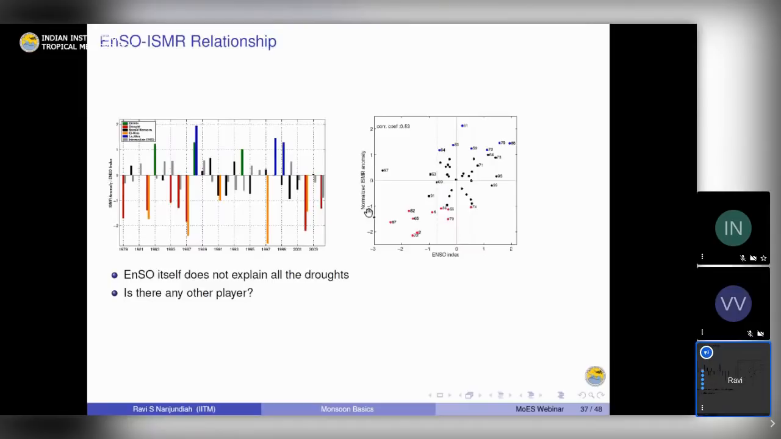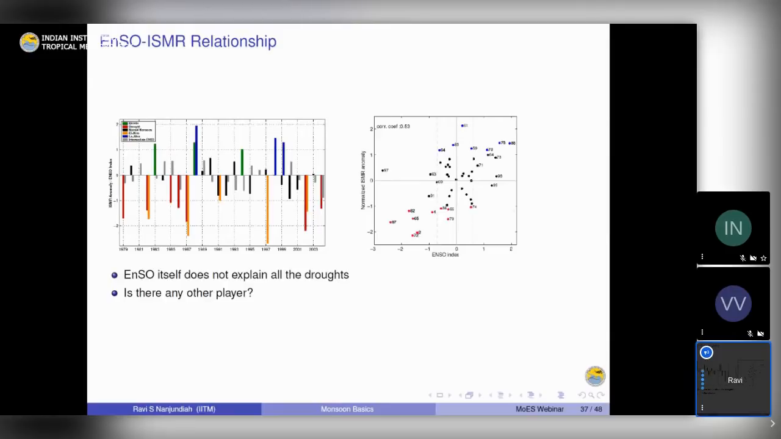So this is the relationship which we also saw earlier. That is, there is a strong association between El Nino and the Indian summer monsoon, with a correlation of -0.53. So this is one of the major players which show that this is strong. There is a strong correlation between the El Nino Southern Oscillation and the Indian summer monsoon.